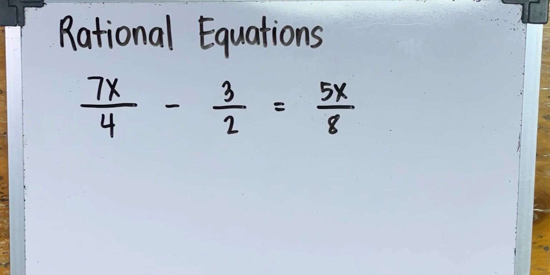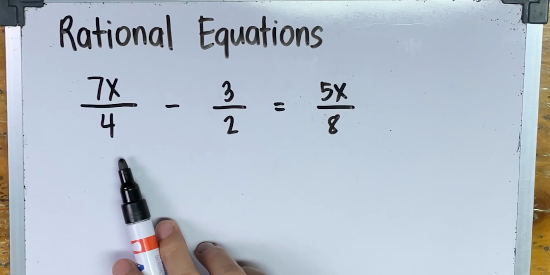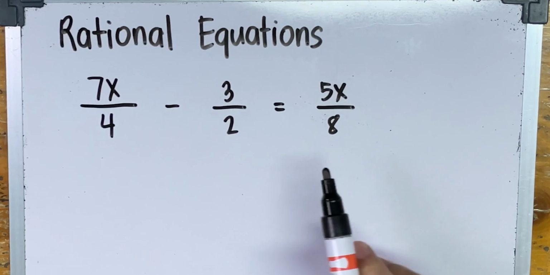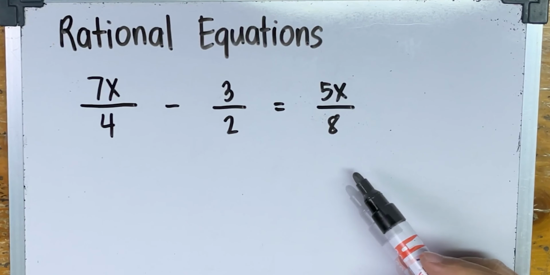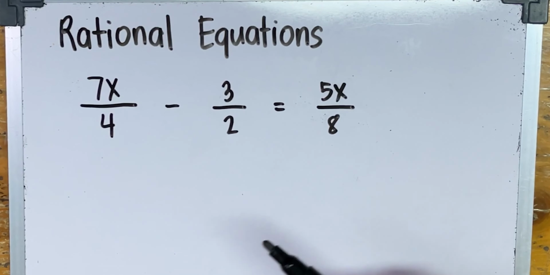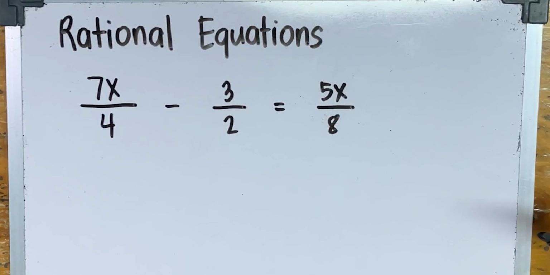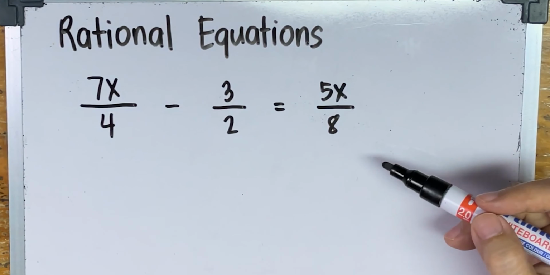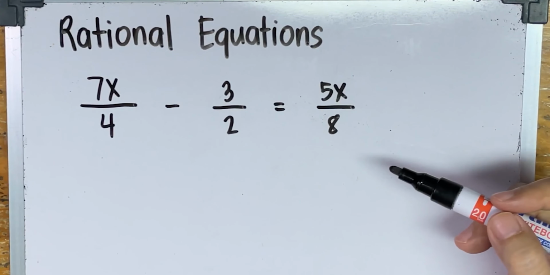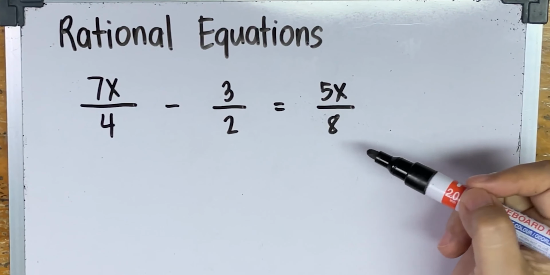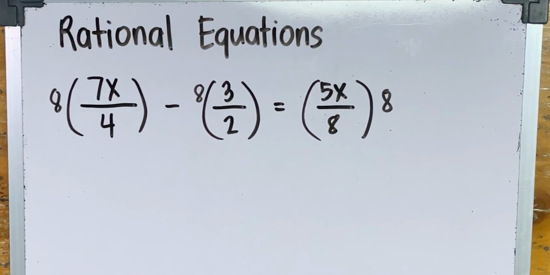Okay, dito sa example na to, 7x over 4 minus 3 over 2 equal to 5x over 8. Kailangan nating i-multiply ang bawat isang term na yan with the LCD. Now, ang goal natin is to eliminate yung denominator sa bawat isang term. So, kunin natin yung LCD. Ang LCD nito ay 8. So, ang gagawin natin, we multiply each term by the LCD, which is 8. And once we multiply, okay, let's simplify.